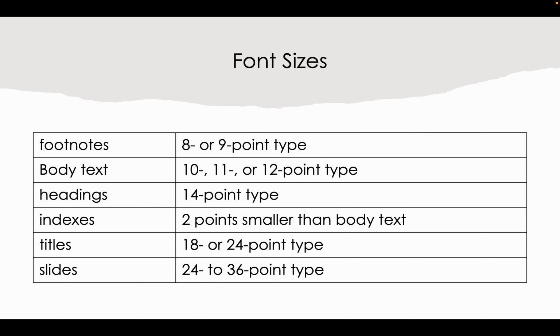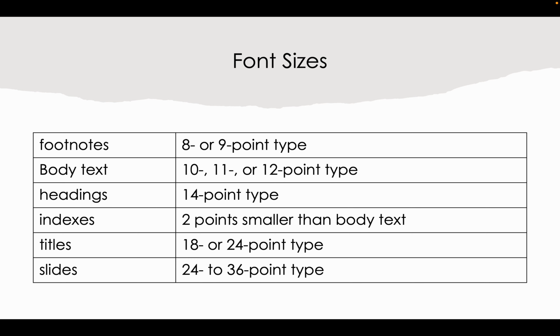And then font size. This is just kind of a general rule on what font sizes you should use when you are creating documents. So if we're talking about footnotes, usually an 8 or 9 point type. If you're looking at body text, 10, 11, or 12. Headings are usually about 14. Indexes are just slightly smaller than whatever your body text is. Titles, like on your page, are bigger.